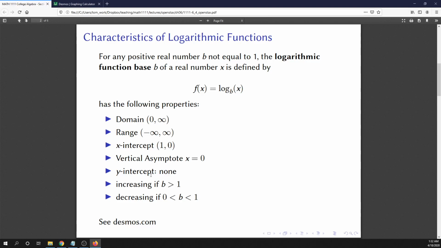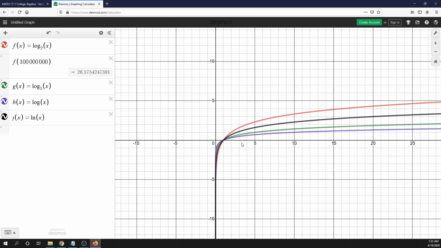There are no y-intercepts on these logarithmic functions, because of the fact that 0 is not in the domain. If I try to plug in 0 into any of these functions, you're going to get that it's undefined, no matter which logarithmic function you do. And same thing for a negative number. There, though, it's slightly different in the sense that you'll get a complex number. But remember, in our class, we're only talking about functions where you plug real numbers in, and we want real numbers for the outputs as well.